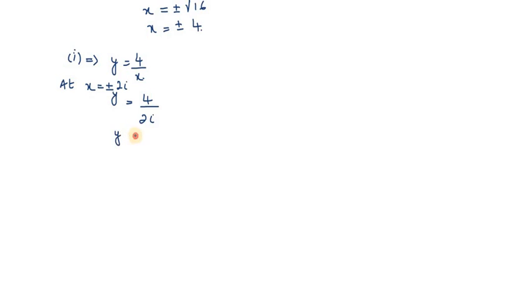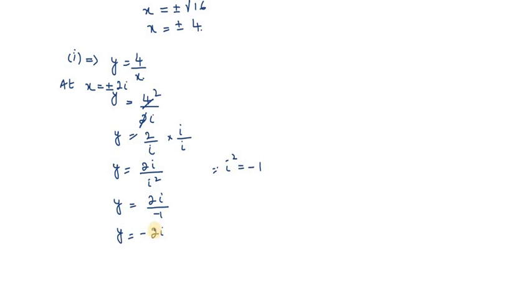So y is equals to 2 upon iota. We can multiply and divide by iota, so we get 2 iota upon iota square. We know that iota square is equals to minus 1, so y is equals to 2 iota upon minus 1. The value of y is equals to minus 2 iota when we put the value of x as plus 2 iota. This is the value of y when x is equals to plus 2 iota.